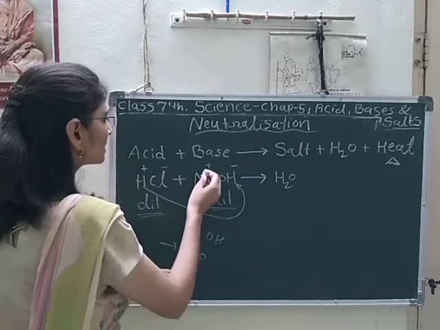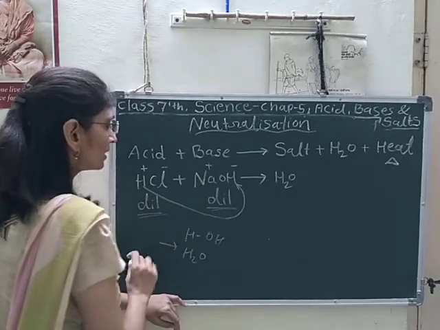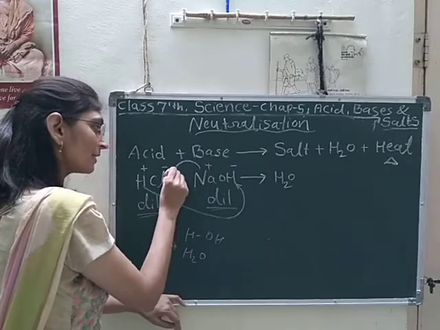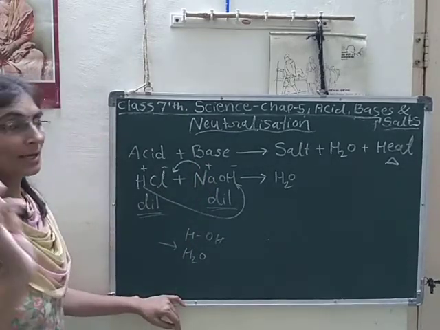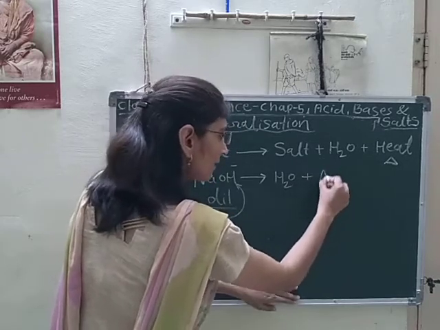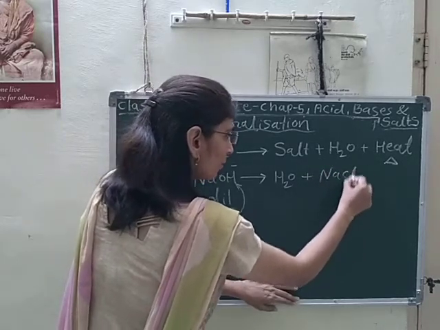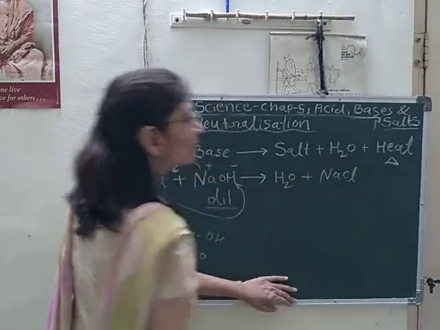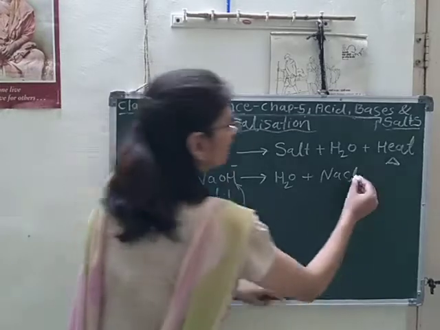So what is remaining? Sodium positive ion and Cl negative ion. They will react with each other. Then what will form here? NaCl. Positive first and negative after, as I have written here.